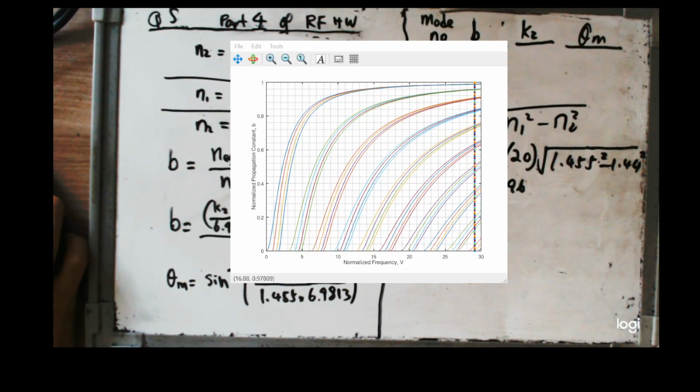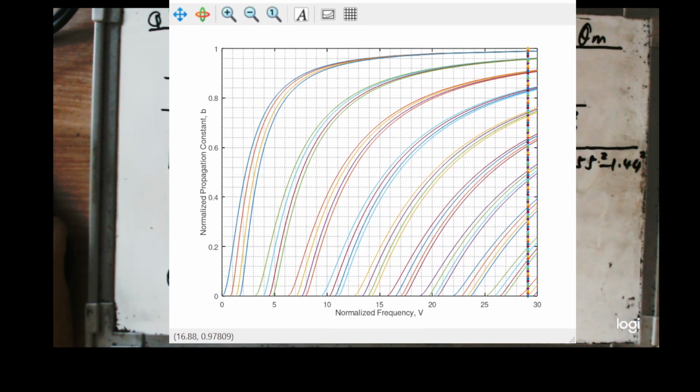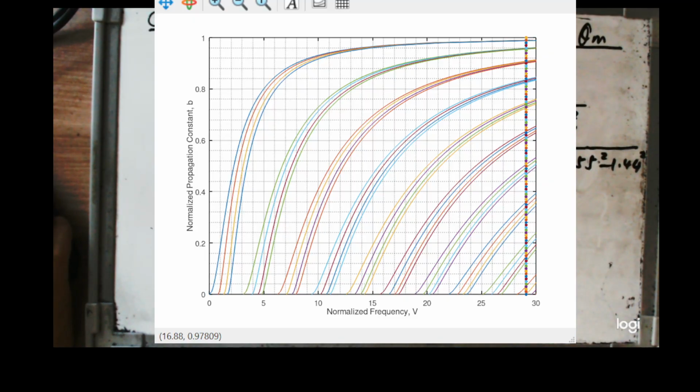You can see, I will enlarge the BB part, so you can see it more clearly. Now, I'm looking at the BB part. Down here, you can see the coordinate of the vertical axis and the horizontal axis. It's just an XY coordinate. And the vertical line here represents V equals 29.09. So I have put the V number here.